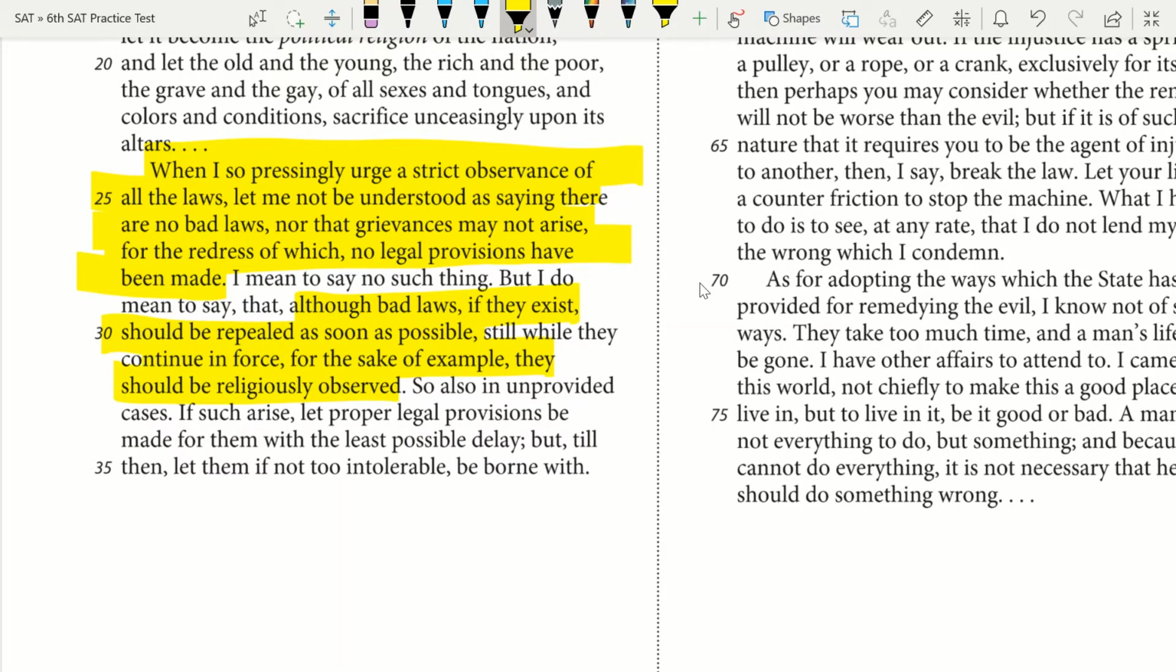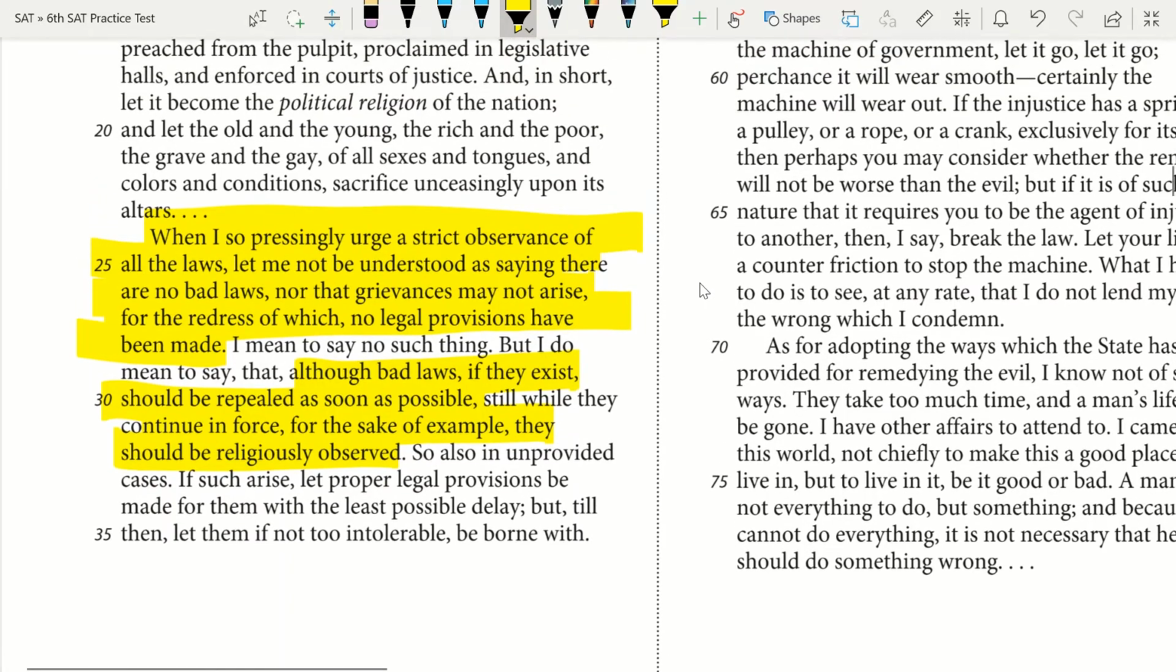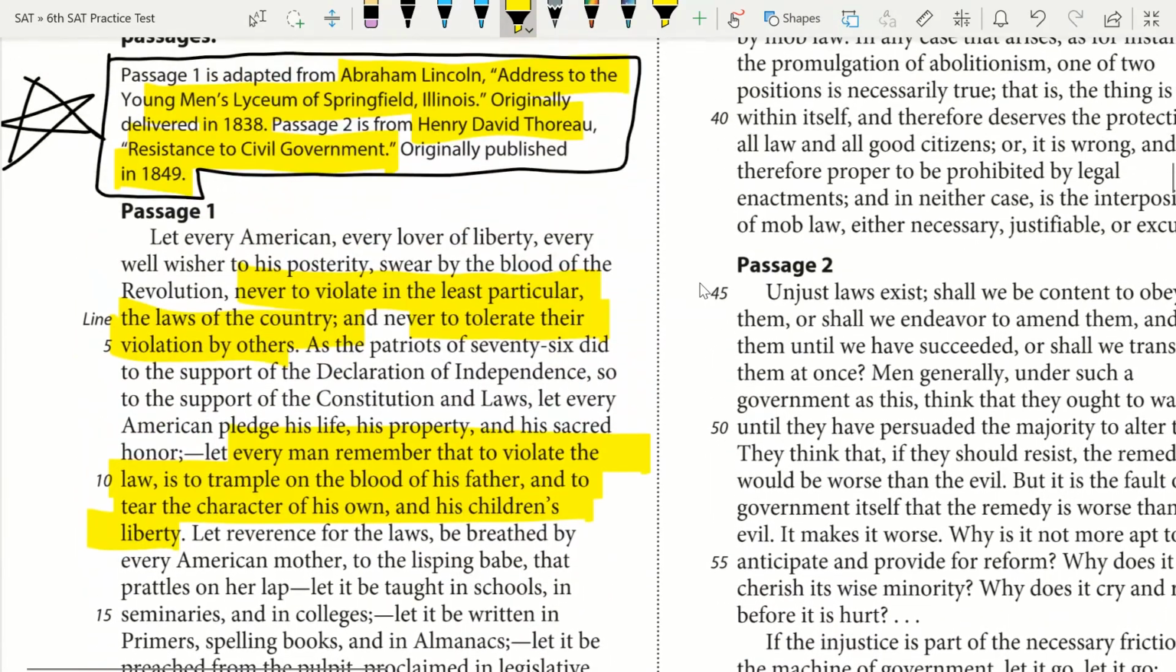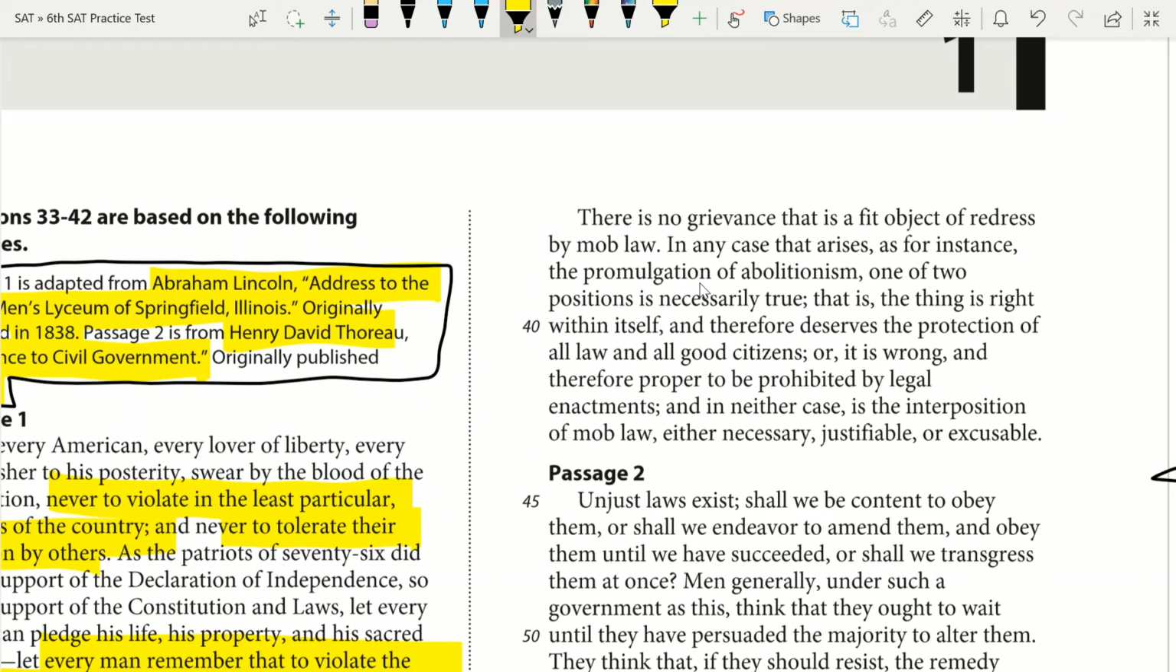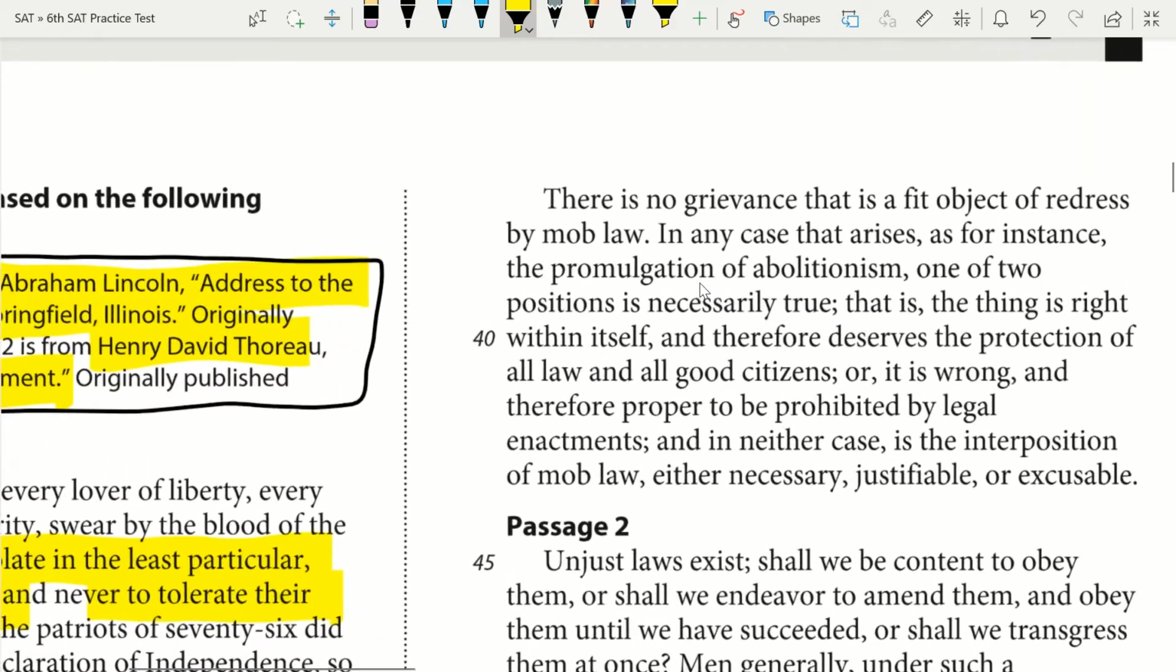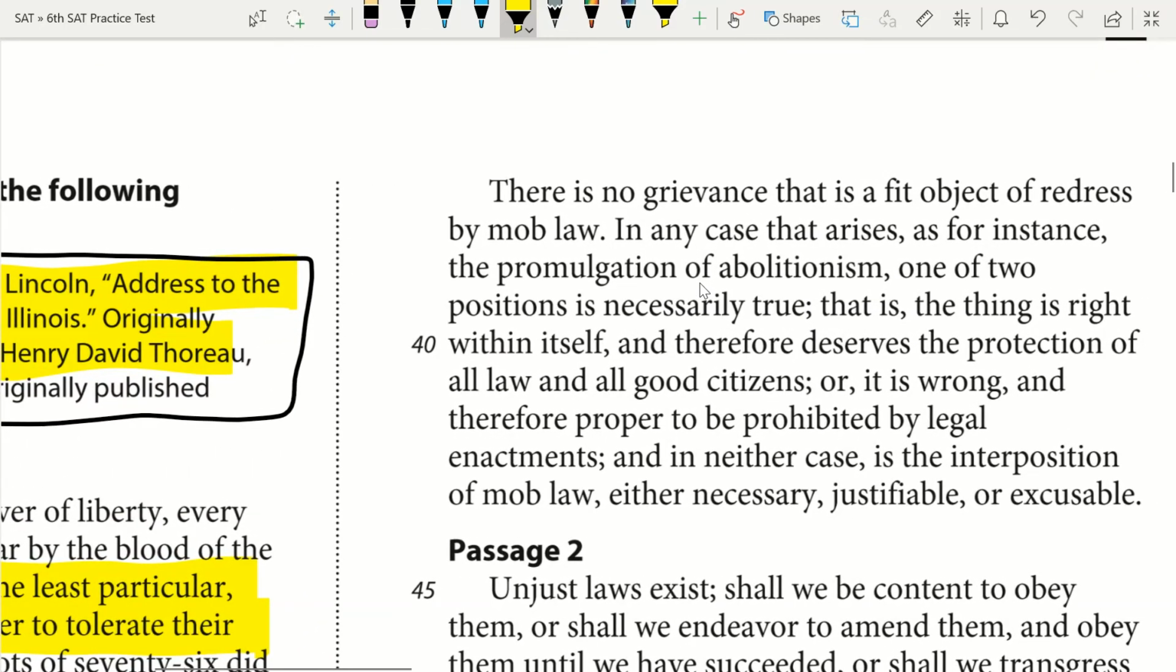So also in unprovided cases, if such arise, let proper legal provisions be made for them with the least possible delay, but till then let them, if not too intolerable, be borne with. There is no grievance that is a fit object of redress by mob law. In any case that arises, as for instance, the promulgation of abolitionism, one of two positions is necessarily true. That is, the thing is right within itself, and therefore deserves the protection of all law and all good citizens, or it is wrong and therefore proper to be prohibited by legal enactments. And in neither case is the interposition of mob law either necessary, justifiable, or excusable.